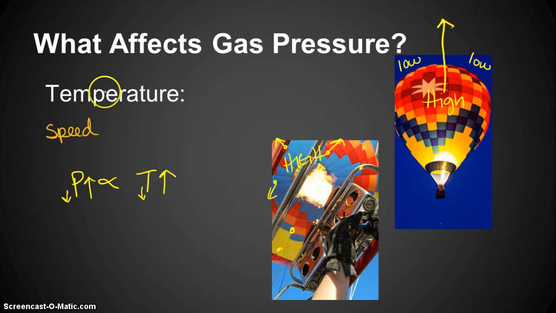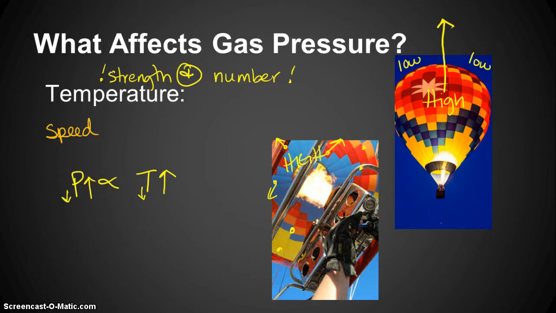So how is it that temperature affects pressure? Well, because the particles are moving faster when they're hotter, it definitely affects the strength of the collisions. But also, if they're zipping around faster and faster, it's also going to affect the number of collisions. So temperature affects pressure not only by increasing the strength of the collisions, but also by increasing the number of collisions.